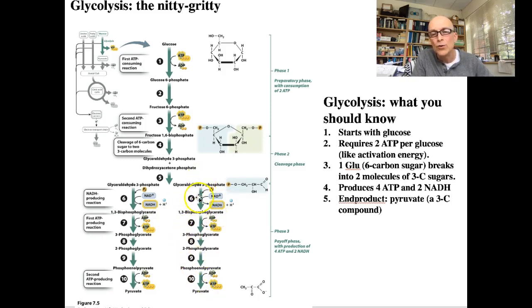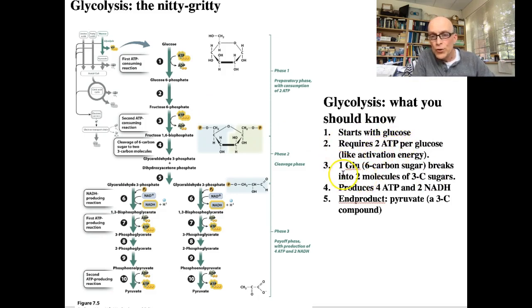I do not need you to learn all these names here. Here's what I need you to learn. This process called glycolysis starts with glucose, that's up here. It requires 2 ATP per glucose molecule, and we call that the activation energy. I don't care whether it's at step 1 and 3. All I care about is that you remember that it requires 2 ATP.